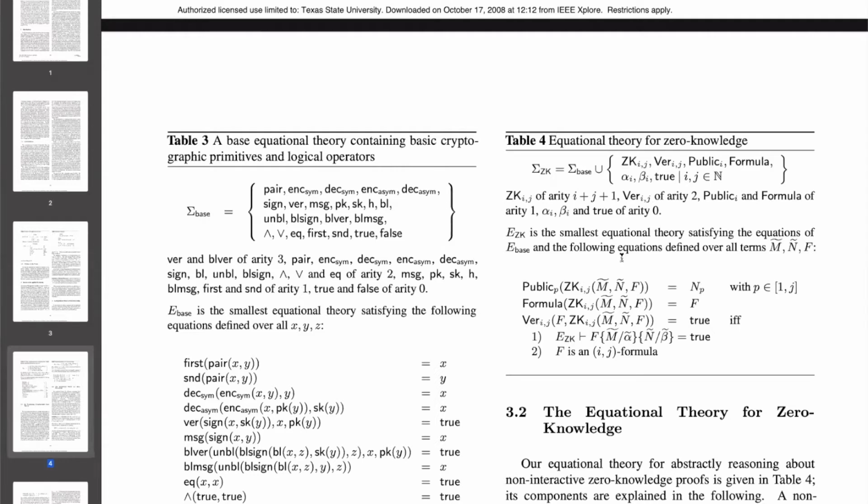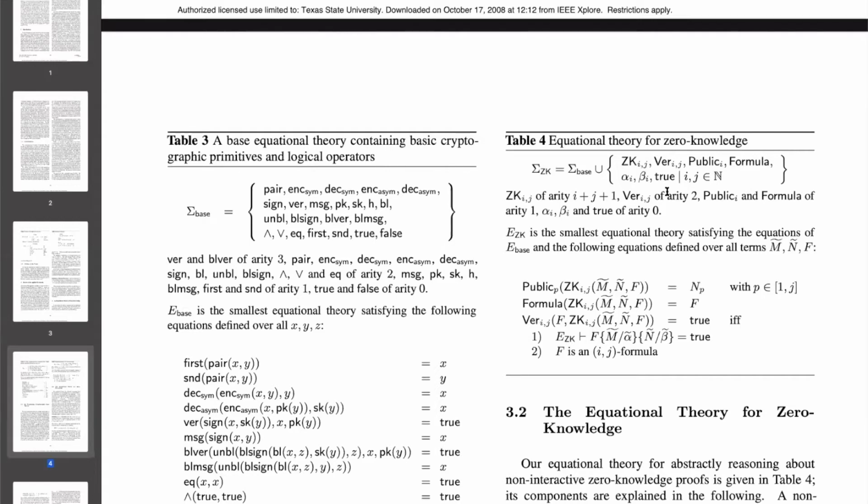So to understand it, it's easier to go into the equations, but overall, what you've got is an infinite set. So that's important. The equational theory presented this way is an infinite set, and then they reduce the infinite set down to a finite set that they can fit into ProVerif.